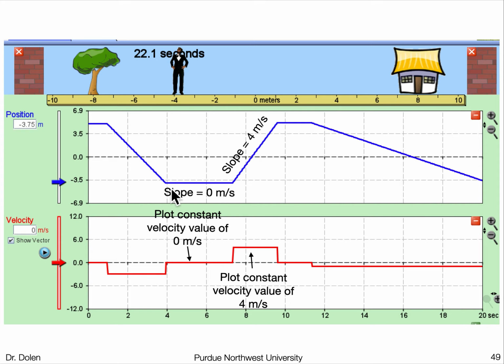I'll note that my value here on this graph is not 0, right? I'm at about x equals minus 4 or so during that time period. But my slope is 0, so my velocity is 0.